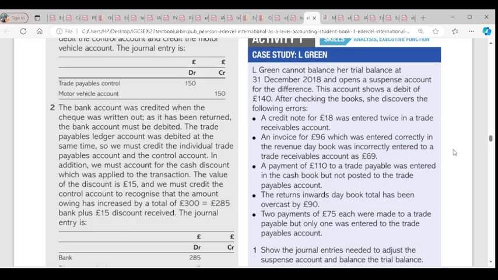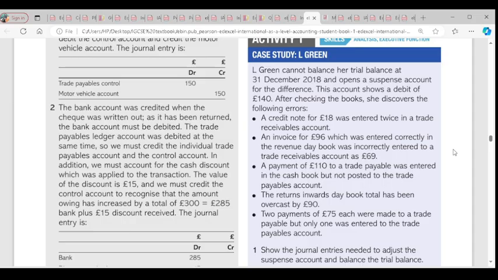Trade receivable account, two debits have been done. That means the trade receivable account will be having an extra 18, which means the credit note has been £36 instead of 18. So you have to credit the suspense account to reduce the debit in the trade receivable account. So that's why you have a debit entry for trade receivable account for 18, and the suspense account will have a credit entry so that you can reduce the debit entry for 18.